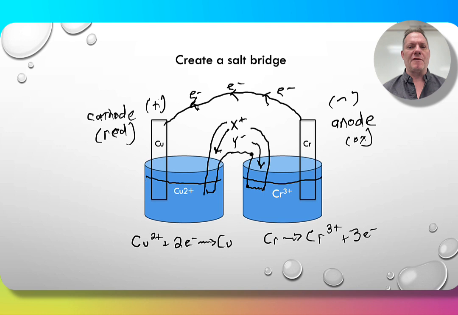So what's going to be happening over time with this thing? We're obviously losing mass at the anode. The chromiums are becoming chromium 3+. It's important to understand that this thing is actually getting smaller. Over here, the copper 2+ is plating itself onto the copper electrode. So the cathode is actually gaining mass. The copper 2+ solution is becoming less and less concentrated. The chromium 3+ is becoming more and more concentrated as this reaction proceeds. Okay?